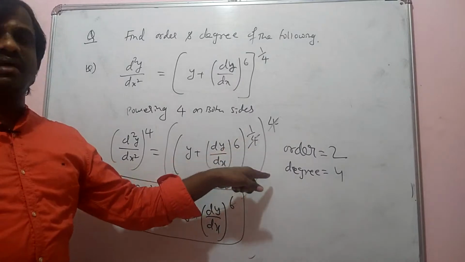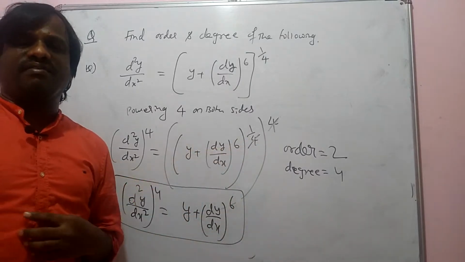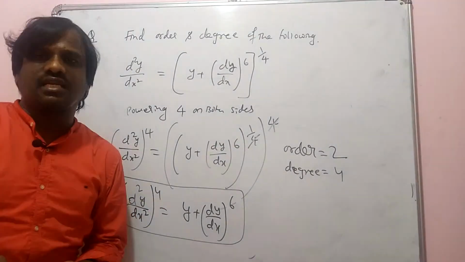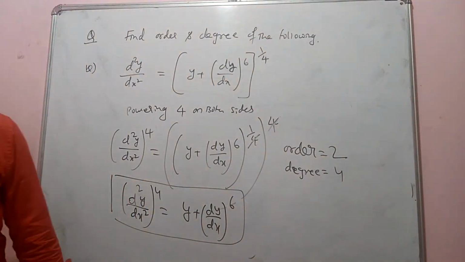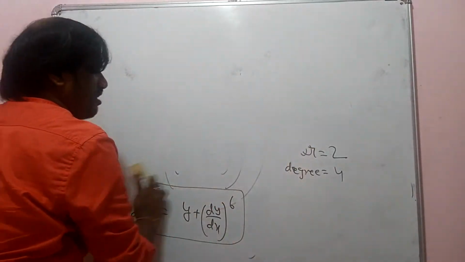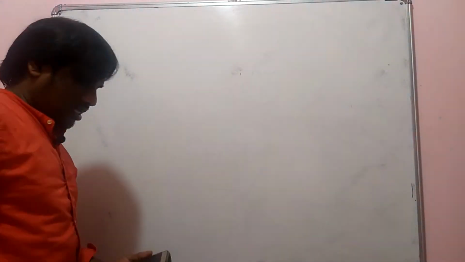First of all, you have to make it a polynomial power. Polynomial power was not there, now we made it there. Okay, is it clear? Now let us move on to the next question.